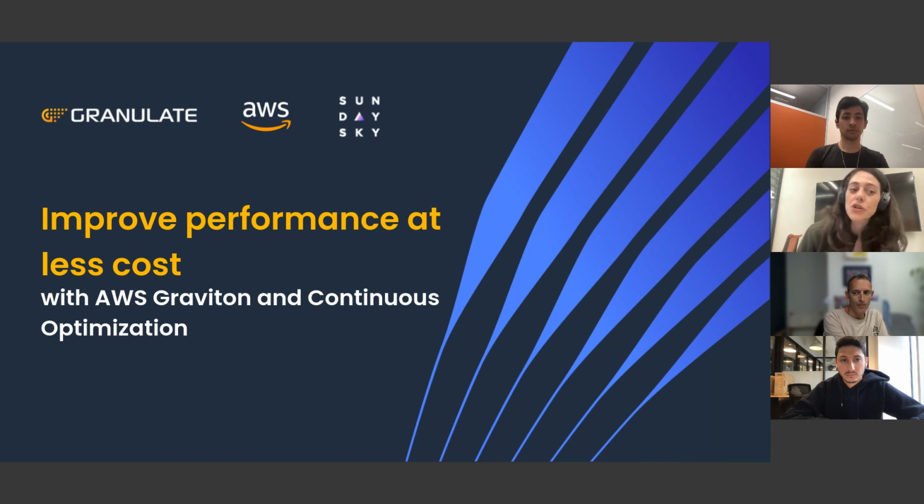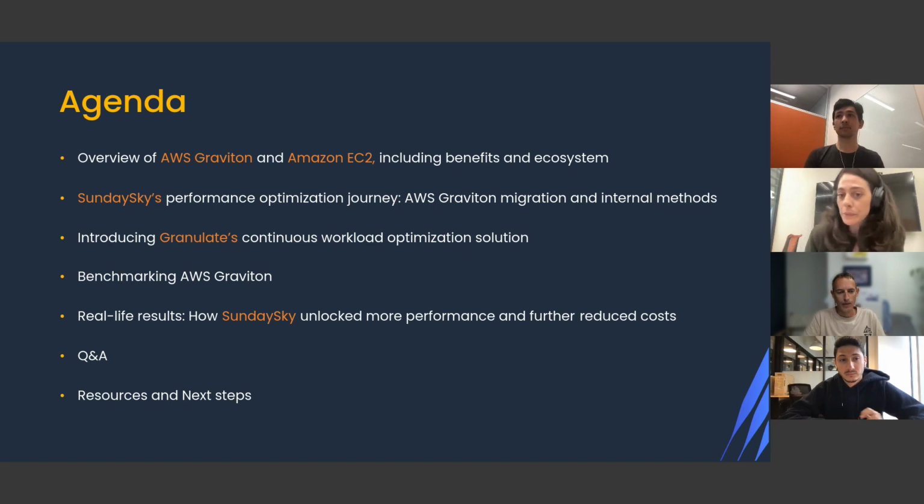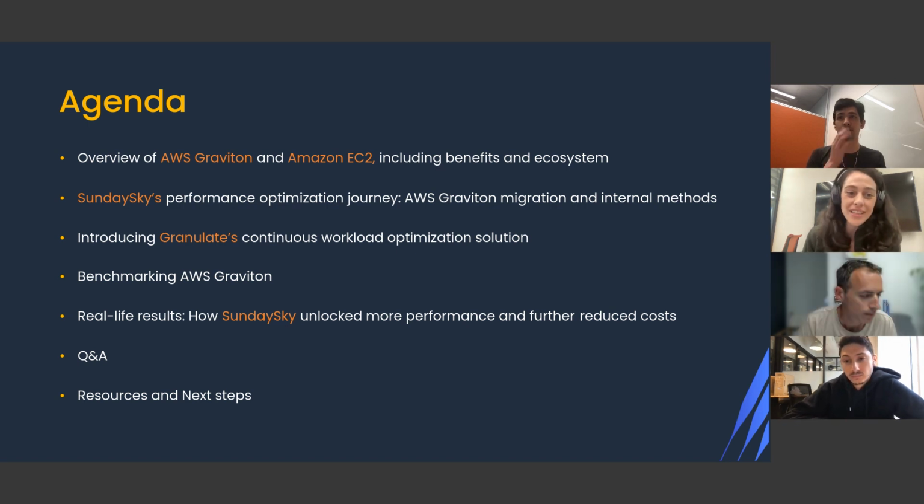So hi, everyone, and thanks for joining our webinar, Improve Performance at Less Cost with AWS Graviton and Continuous Optimization. A brief overview of what we'll be going over today: an overview of AWS Graviton and Amazon EC2, including benefits and ecosystem. We'll be going over SundaySky's performance optimization journey from AWS Graviton migration and internal methods. We'll introduce Granulate's continuous workload optimization solution and move forward to benchmarking AWS Graviton. We'll then go over real-life results, how SundaySky unlocked more performance and further reduced costs. We'll then progress to the Q&A session and finish with resources and next steps.